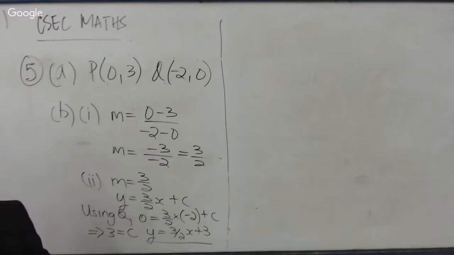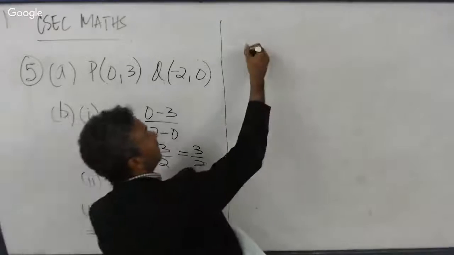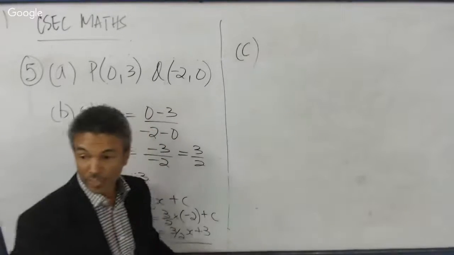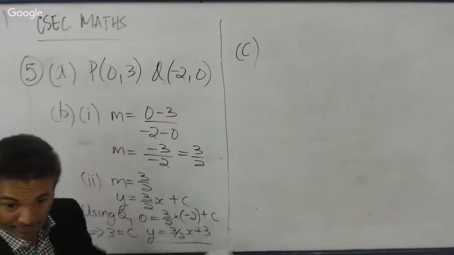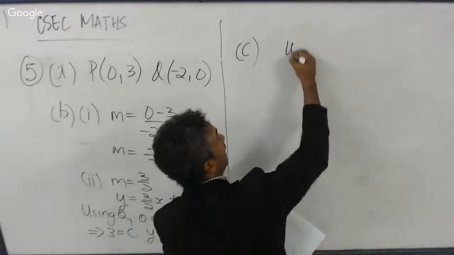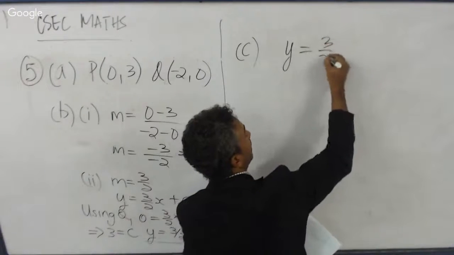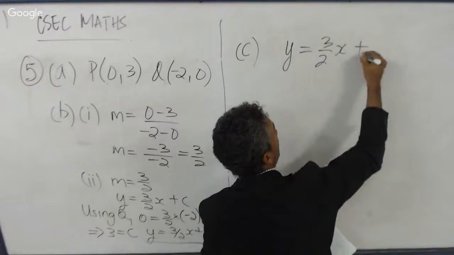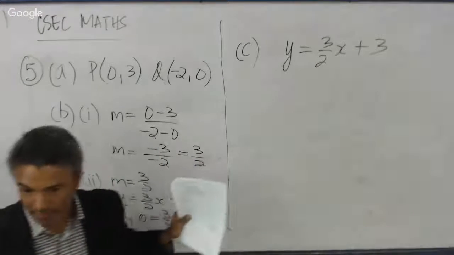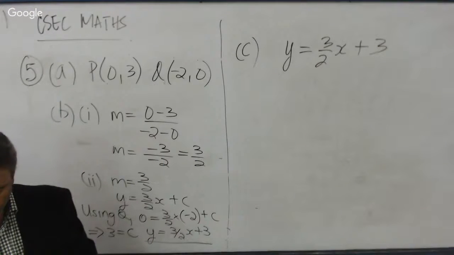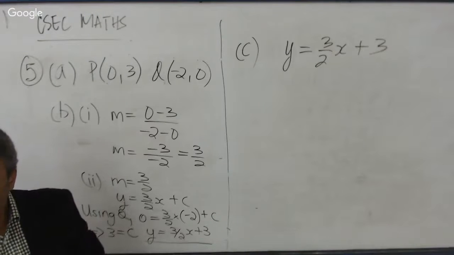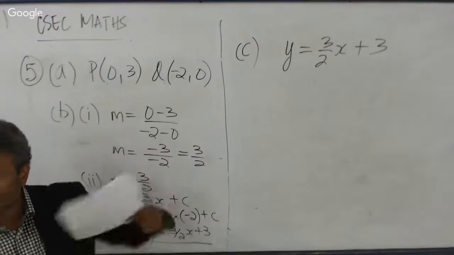Okay. Look at part C now. This is a good question because we now have the equation of the line. I'll write it again: the equation of the line is y equals 3/2 x plus 3. All I'm doing is rewriting. But here, what do I say now? They said the point (-8, t) is on the line.